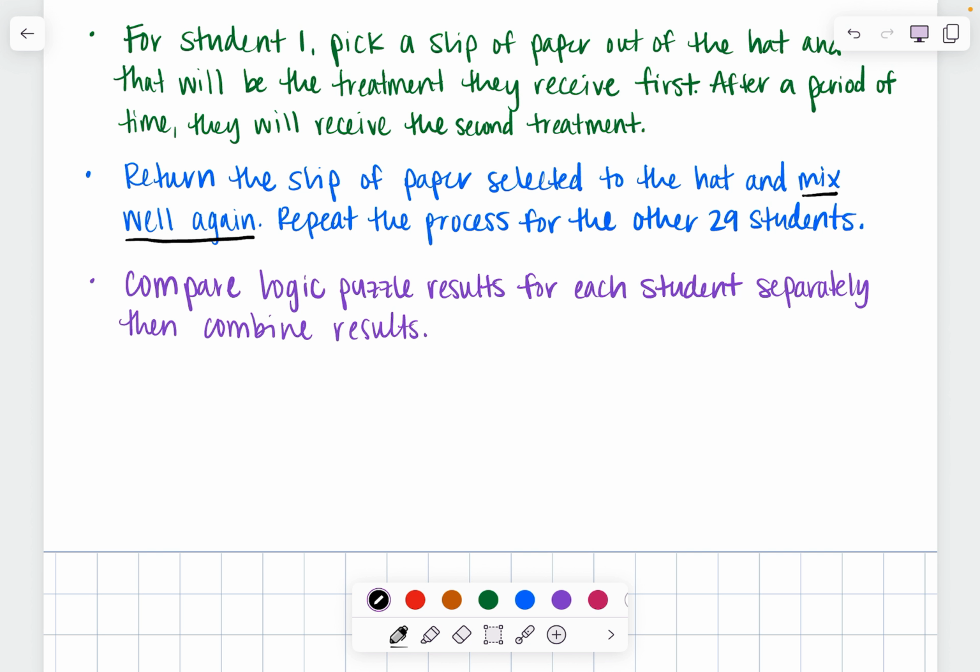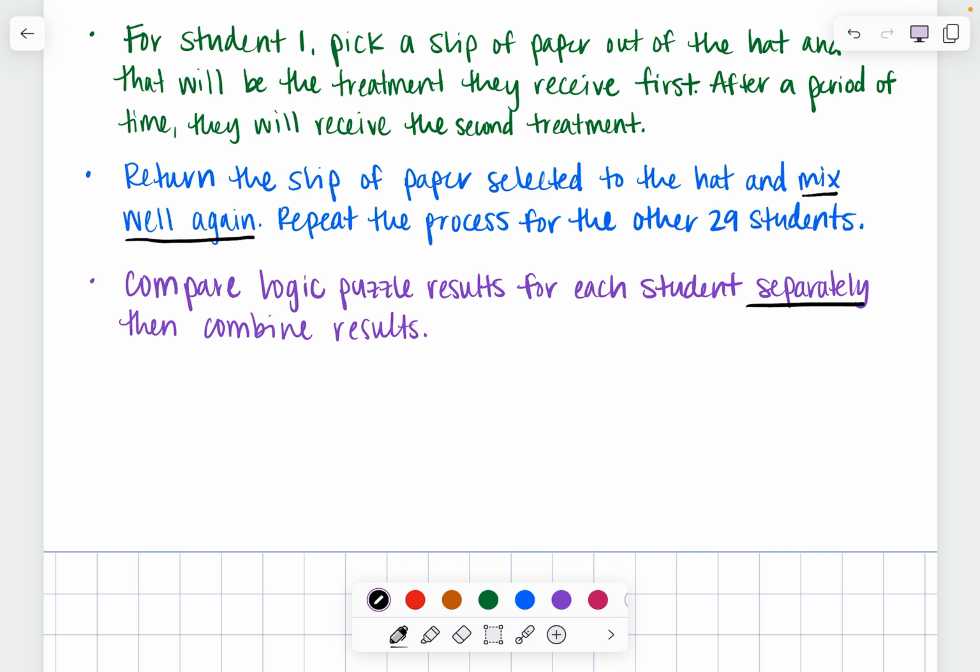Compare logic puzzle results for each student separately. It's the same idea as block design. You're not comparing block to block. I'm not comparing student to student. I'm just seeing, okay, I have 30 people. Did all 30 people do better when there was music playing, or did they do better when there was not? Or is it 50-50 and it's no effect at all? So make sure that you indicate at the very end what you are actually looking at after the experiment is done. Okay. This is the basic outline of what your FRQ should look like.